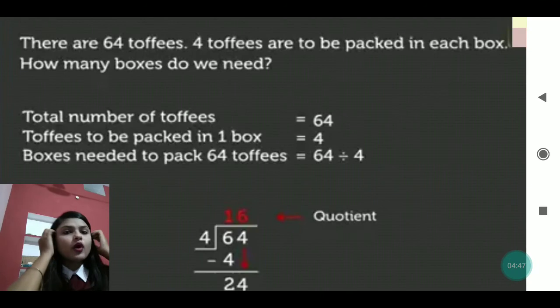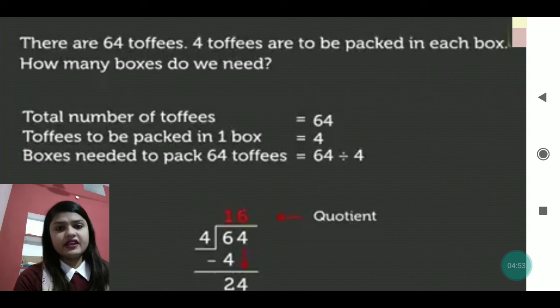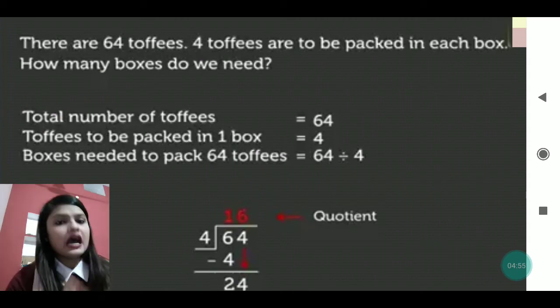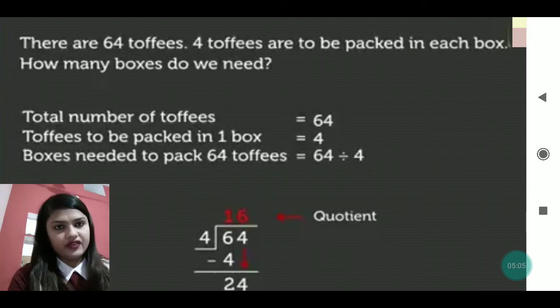Now, as you all can see, my dear student, what is written, there are 64. Now, one question is there with us. We have already discussed forming the words we used, and now we are going to use those words. Just see, there are 64 toffees.